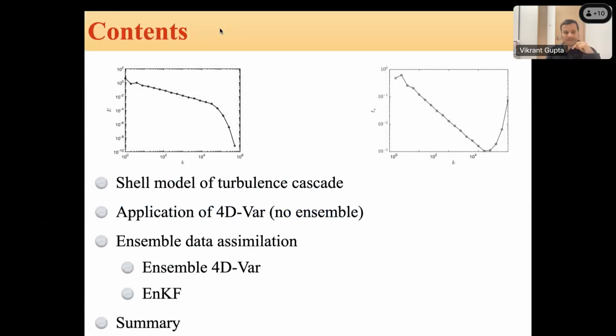All right. Yeah, so this presentation has only 4 parts. First, I would try to explain what are the shell models of turbulent cascade on which we are going to apply ensemble data assimilation methods. And before we apply ensemble data assimilation, I would discuss a bit about application of 4D-Var without any ensemble so that we can appreciate the benefits of using ensemble data assimilation. In ensemble data assimilation, we only use ensemble 4D-Var and ensemble Kalman filter, after which I will summarize the results.